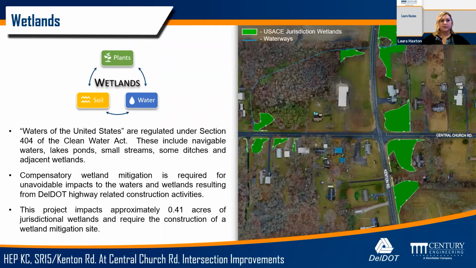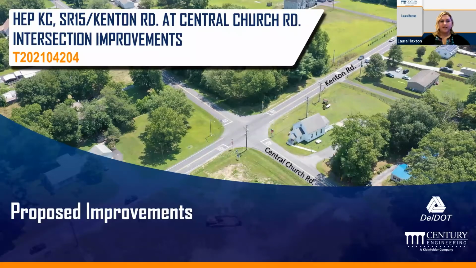As I mentioned, we did complete the wetland analysis. Our environmental scientists went out and determined the jurisdictional wetlands as defined by the Army Corps of Engineers. So what you see on your screen in green are the jurisdictional wetlands, or protected wetlands. This project had a little under a half an acre of unavoidable impacts. So this project will be constructing a wetland mitigation site as part of the design. And Andrew will show you more of that later in the presentation. So now I'm going to turn it over to Andrew to talk about the proposed improvements.